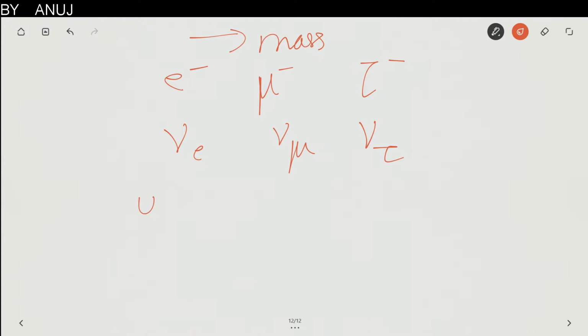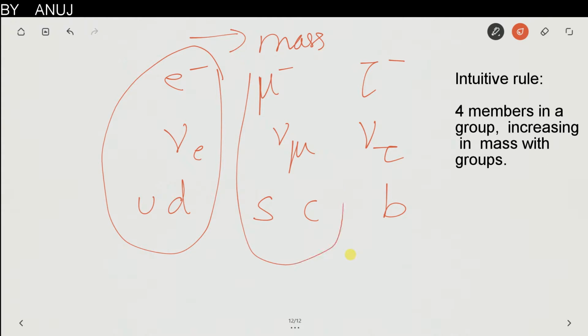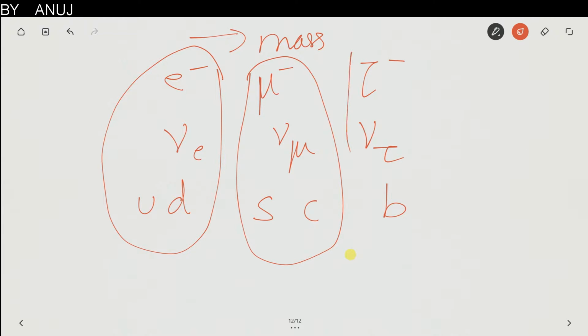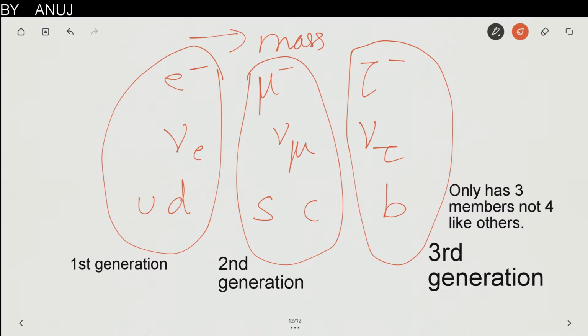And what eventually happened was they found groups. That is, the first group, which contained the electron, neutrino, and the up and down quarks, a kind of 4-member group. And even the second or the middle case of the muon also followed the same rules. And the third group, which has a higher mass compared to the other two, didn't fall into this particular category.